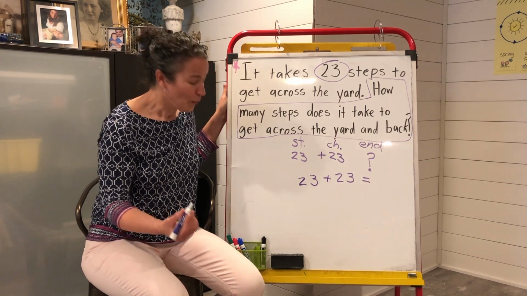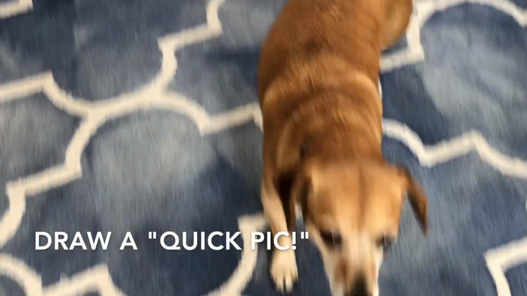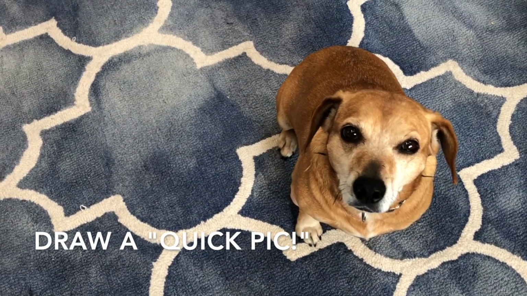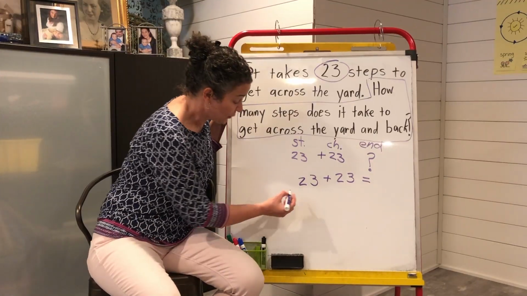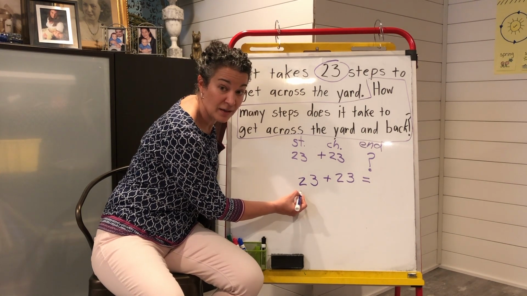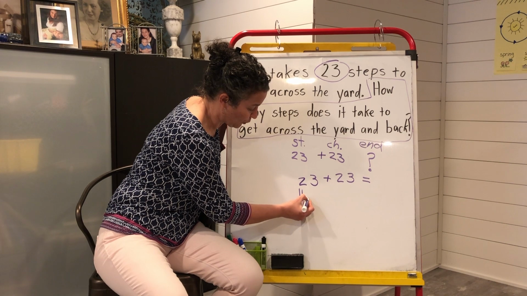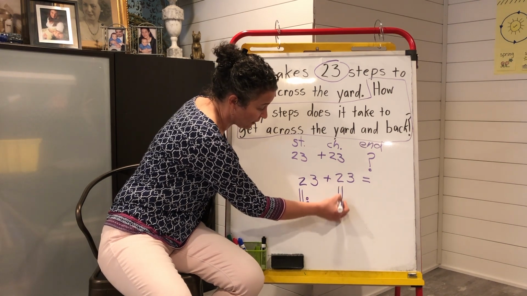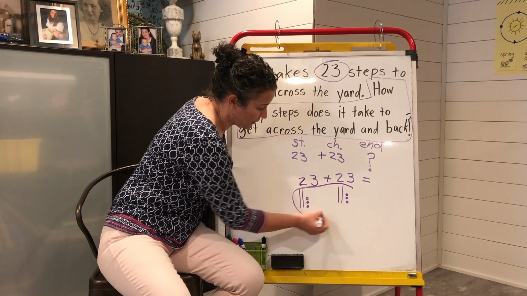All right, my friends. What should we do? Penny, what do I need to do? Penny says to draw a quick pick. So 23. How many tens? How many ones? So 2 tens and 1, 2, 3 ones. 2 tens and 1, 2, 3 ones. And we got to put it together.